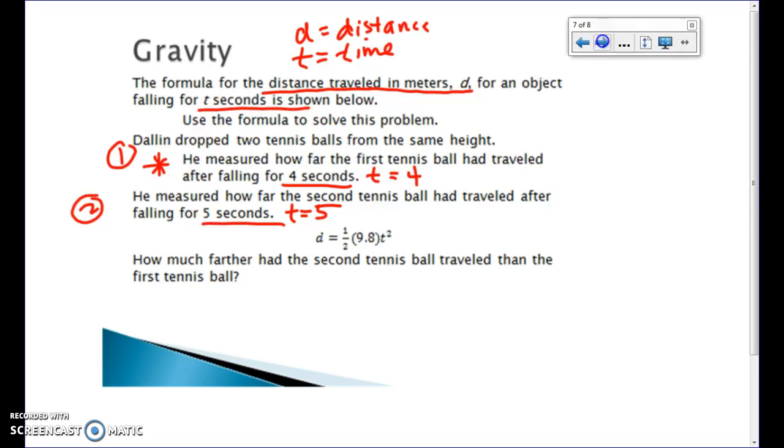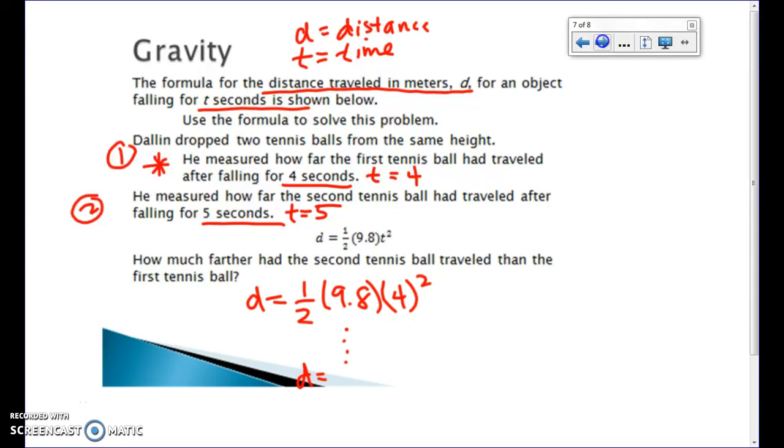How much farther had the second tennis ball traveled than the first tennis ball? Well, to figure this out, we need to know how far each tennis ball traveled. So again, on this problem, we're going to go ahead and use a calculator. We have some decimals here. That would be appropriate to use a calculator in this instance. So for the first part, we're going to use 4 as t. So the distance would equal 1/2 times 9.8 times 4 squared. Okay, and so we're just going to figure this out until we know the distance.